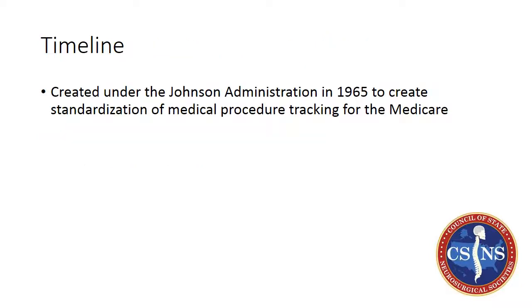CPT codes were originally created under the Johnson administration to standardize medical billing in anticipation of Medicare. The original codes were 4 digits. These codes were updated periodically to capture a broadening landscape of medical procedures and services. In 1978, they were adopted by the precursor to the Center for Medicare and Medicaid Services.